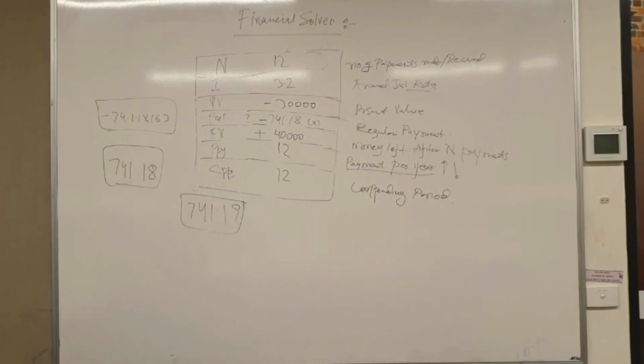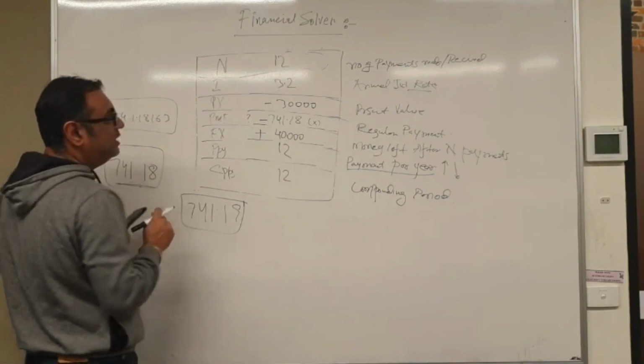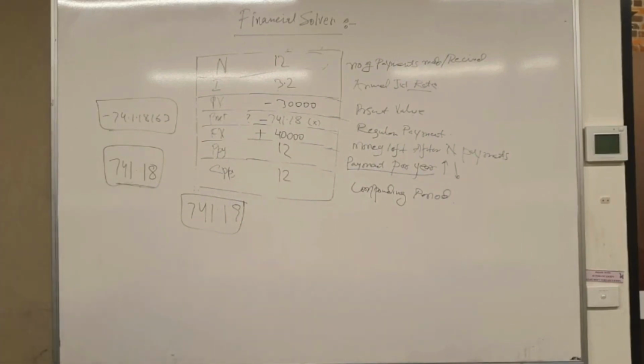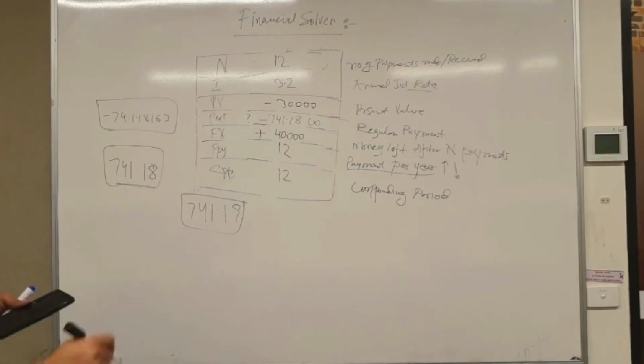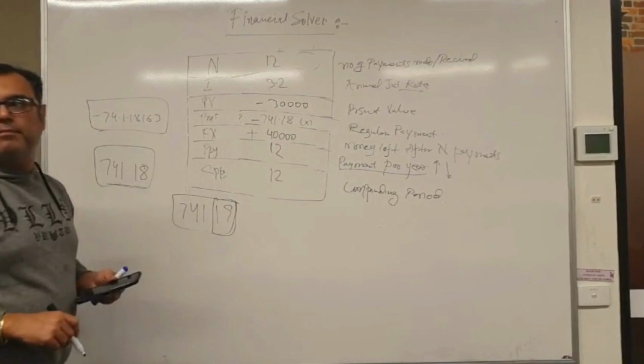The question says, what is the minimum amount she needs to add into the investment so that it doubles? Doubles or what? So that it's at least 40,000. At least 40,000. So you need to hit 40,000. The 741.18 will not make you hit 40,000. 742. Round it up. Round it up to the nearest cent. Yeah, 19. Not the nearest dollar.